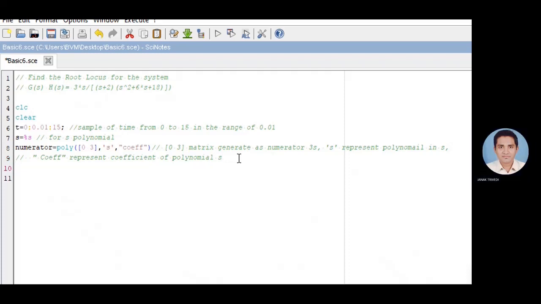Now for denominator, here we can find the denominator in two ways. Either we can find it in a single step, that s plus 2 multiplied with this particular term, or we can separate s plus 2 and s square plus 6s plus 18, and then multiply the denominators and we get the final denominator. So we use the second method. First we find denominator 1, that is equal to polynomial minus 2.